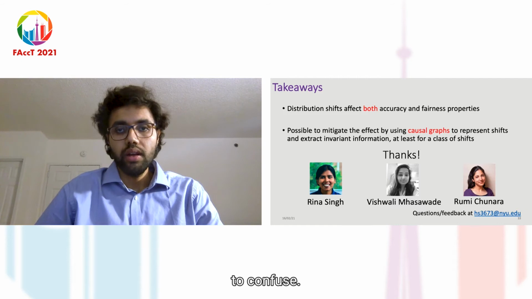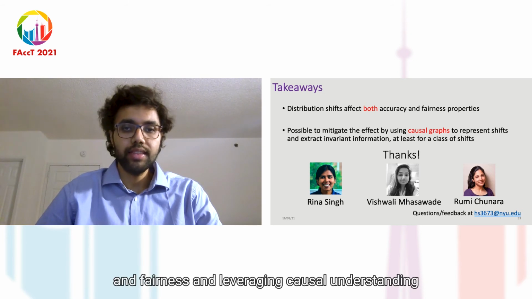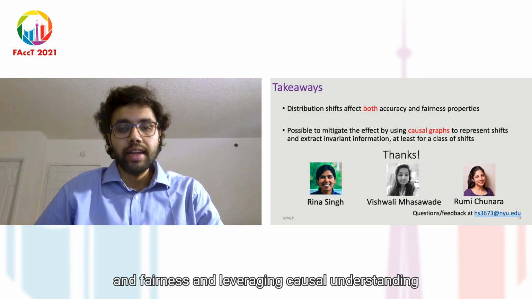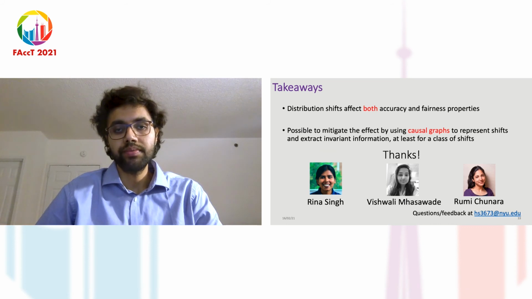To conclude, we find that changes in data distributions affect both accuracy and fairness, and leveraging causal understanding of the domain, we show how to mitigate these effects for a class of covariate shifts.